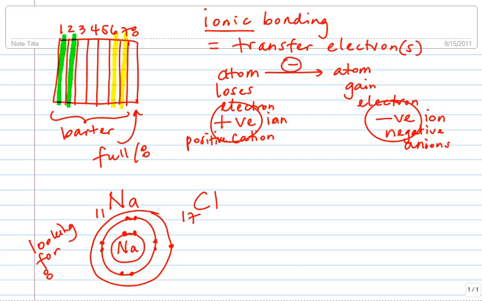So sodium is desperately unhappy. And sodium has a choice. Either it can get rid of 1 electron, or it gains 7. And getting rid of 1 electron, of course, will be much easier for sodium.